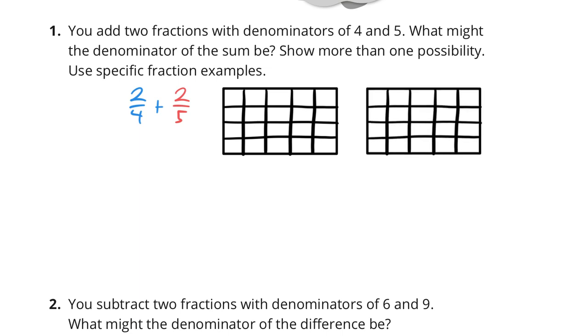Now I'm going to fill in 2 out of these 4 rows. So here's 1/4 and 2/4. 2 out of the 4 rows are filled. And then in the other shape, I'll put 2 out of the 5 columns filled with red circles. Okay, and if I added these together, how many would I have?